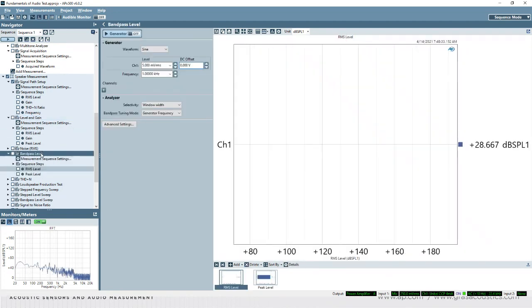Now, if I go to my bandpass measurement, and I'll generate the same small signal, here what I've done is I've set my analyzer selectivity to window width, which is the most selective I can make it, and I'm tuning that to the generator frequency. Now I can make a measurement just of the 1 kilohertz tone, because I've set the analyzer to exclude all the other energy from that measurement.